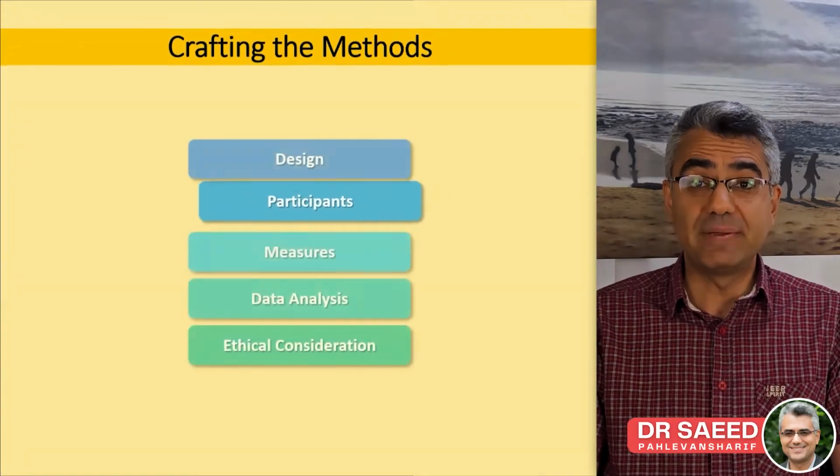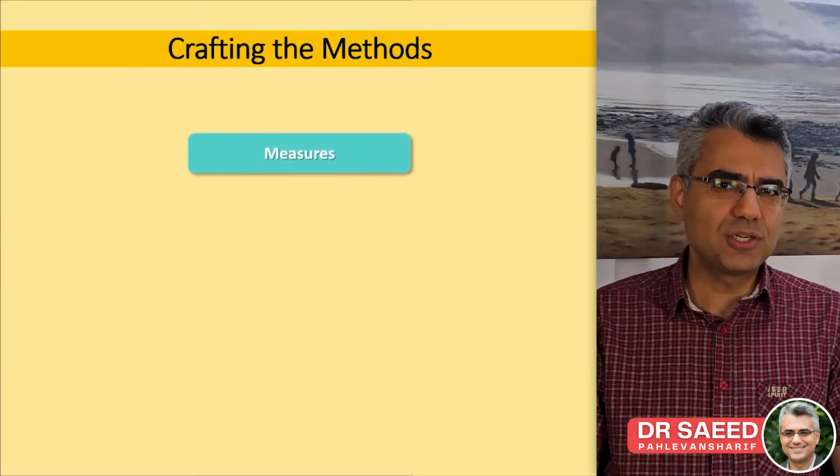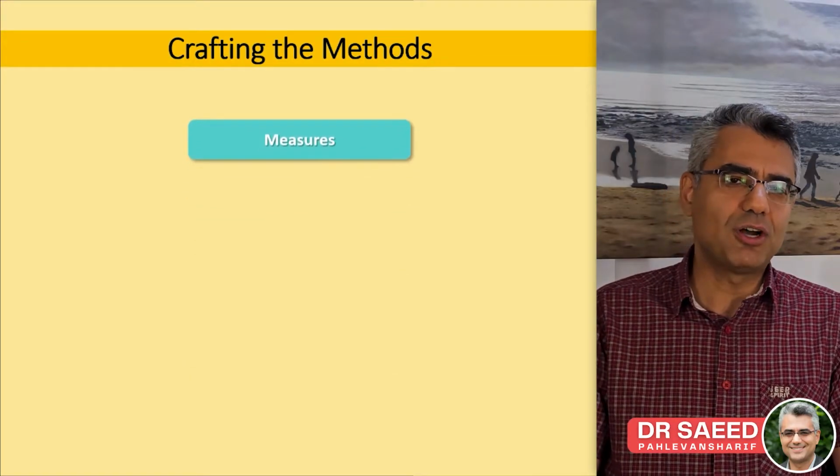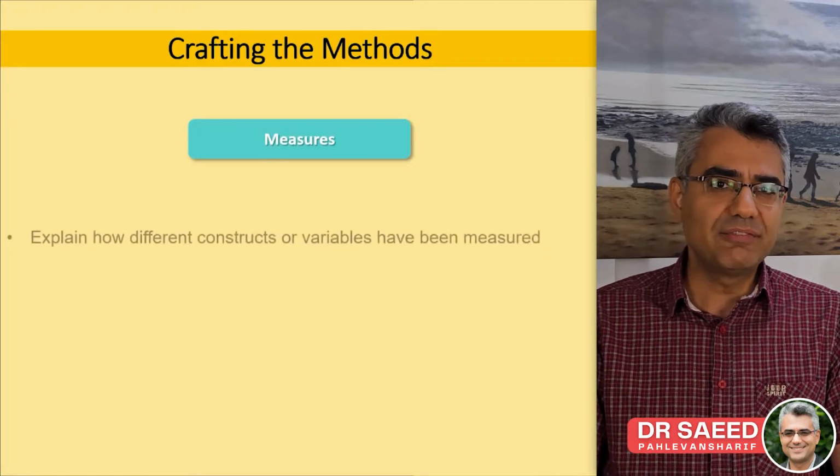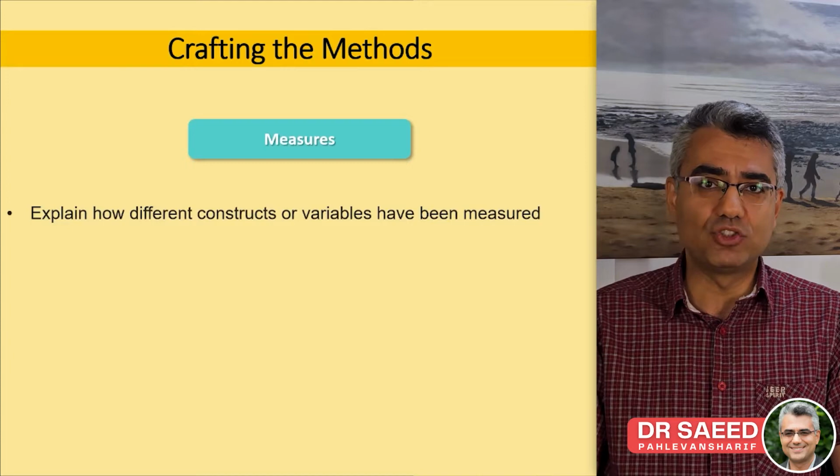Subsection 3, Measures. In the Measures subsection, which may also be titled as Instruments, you should provide an explanation of how different constructs or variables have been measured.